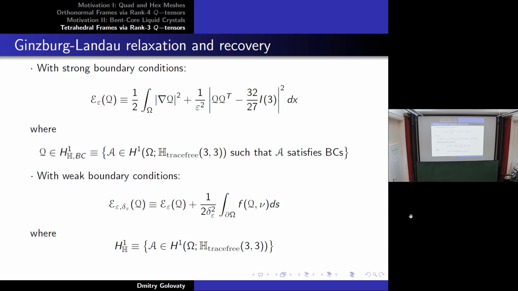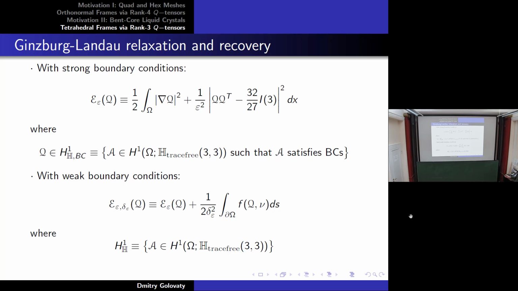And so then we can do a Ginzburg-Landau relaxation in exactly the same way as before, just penalizing variations of Q again in the most straightforward way. Of course, you don't have to do it like this. You can have something much more elaborate here, but it doesn't really matter to us now. And then we penalize a nonlinear constraint, and so there is some large coefficient. So when epsilon goes to 0, you would expect that most of the time your Q is a tetrahedral frame, except for some small region, a region of small measure, where you'll have singularities.